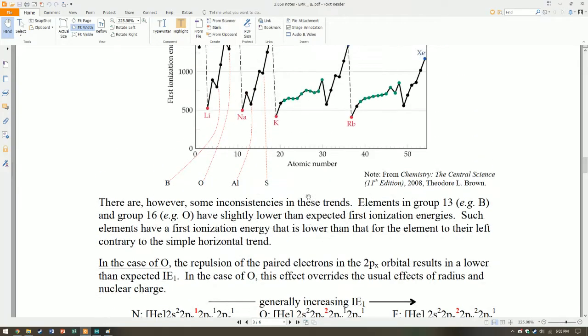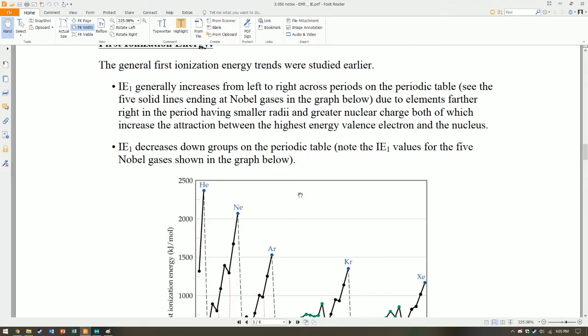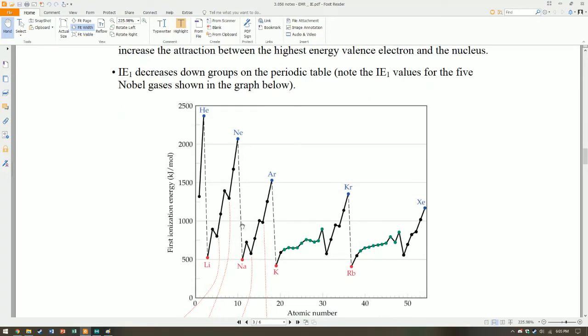Note here that there are some exceptions to the first ionization energy trend that you studied in topic 3. Notice here that there are dips at 13 and 16.